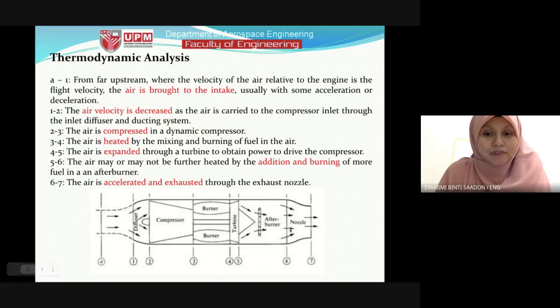5 to 6. The air may or may not be further heated, depending on whether we have the extra afterburner, by the addition and burning of more fuel in an afterburner. 6 to 7, the air is accelerated and exhausted through the exhaust nozzle. So there is a high speed gas flow here.